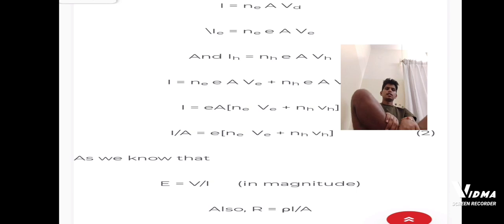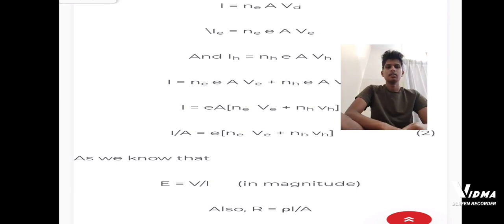This is the whole derivation. Starting with I equal to IE plus IH, IE equal to e Ne A VE and IH equal to e Nh A VH, so I equal to e A (Ne VE plus Nh VH). Then I by A equals e times (Ne VE plus Nh VH).